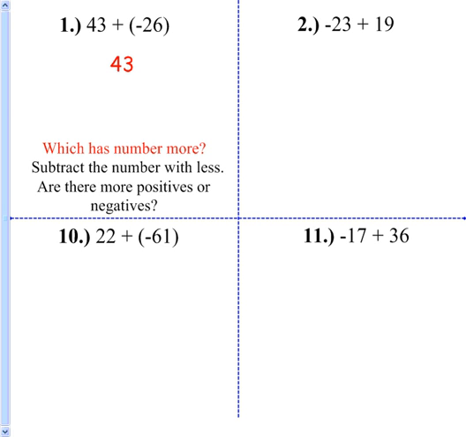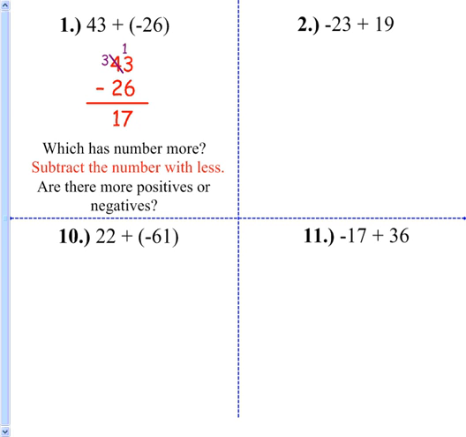And from that, we're going to subtract the number with less. We're going to subtract the number of negatives that we have. We're not going to subtract negative 26, but we're going to subtract the number of negatives that we have. Okay? And that is 26. So 43 minus 26. We can't take 6 away from 3. So we'll need to regroup the 40 and 4, and change that to 30 with 13 ones. 13 minus 6 is 7, and 3 tens minus 2 tens is 1 ten.